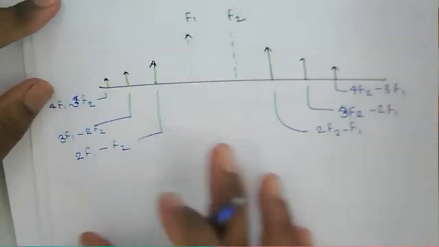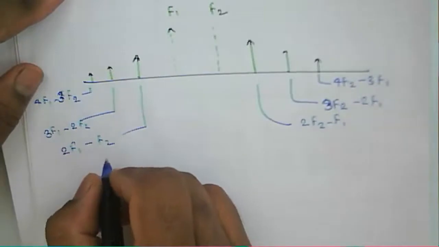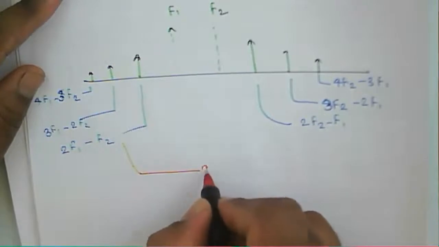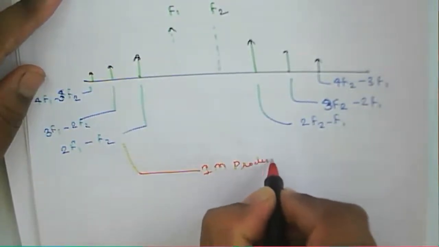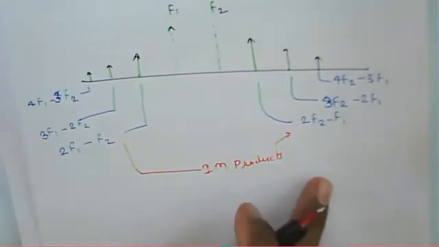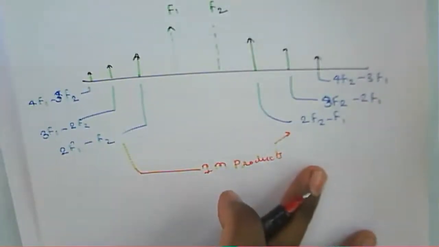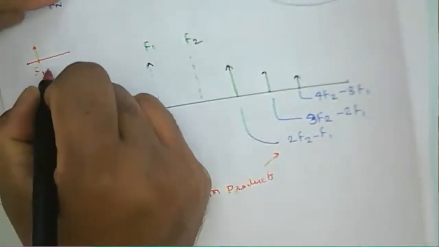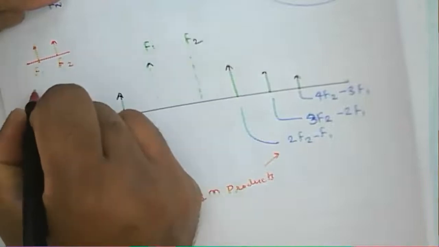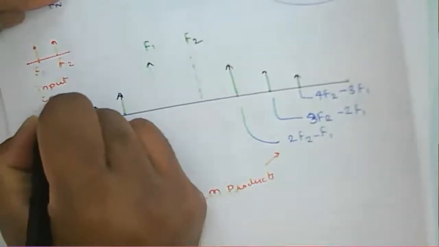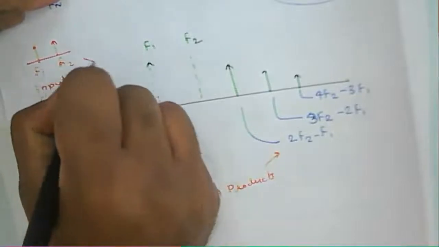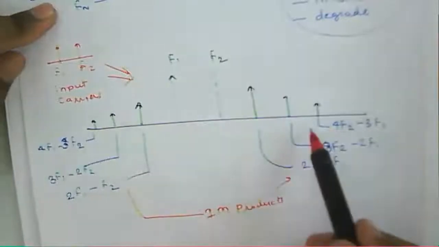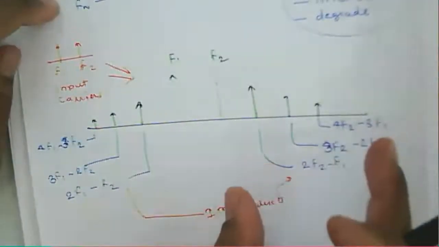Now this is about the input output spectrum, and that will show you the intermodulation products. These are nothing but the IM products. These are the IM products of what? Of the input carriers F1 and F2. For these input carriers F1 and F2, these are the intermodulation products generated.